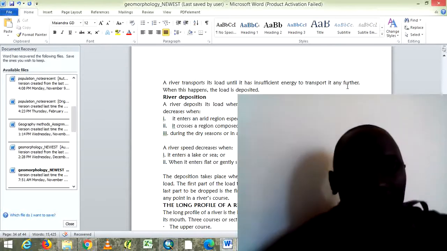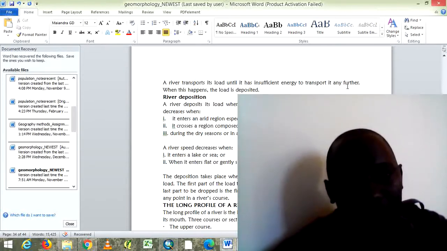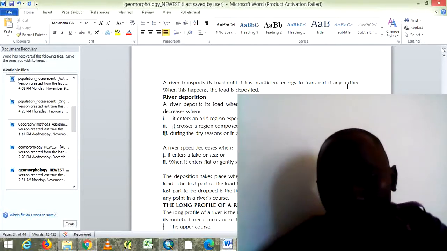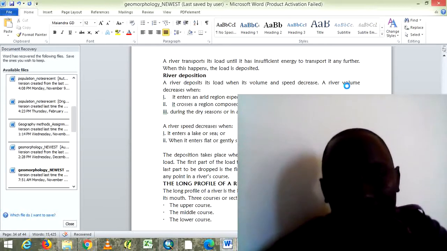So I was saying that deposition usually occurs at any point whenever the river loses its energy. So those three processes are defined by the competence of the river or the river's energy.